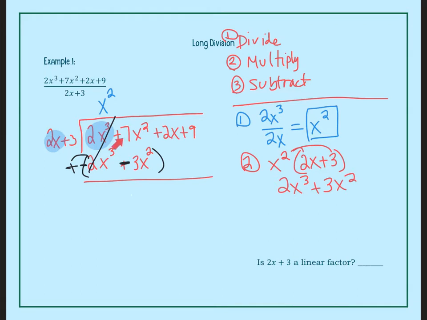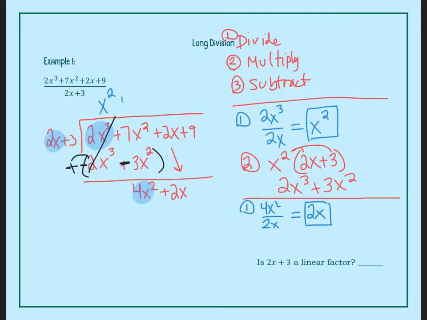So now you have 7 minus 3. 7 minus 3 is 4x squared. And bring down your next term. And you are going to repeat this process. We're going to take our first term and still divide it by our first term here. So step 1 is going to be 4x squared divided by 2x, and you get 2x. Again, step 1 always gives you part of your answer.